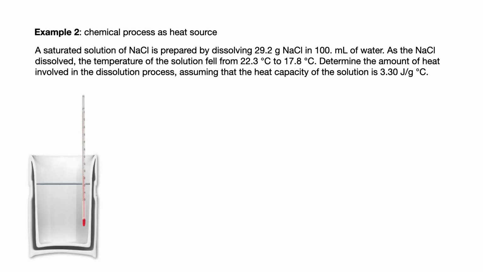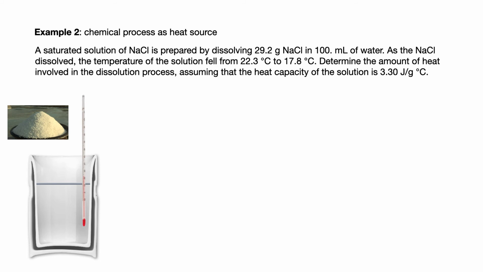So here we've got our calorimeter that contains 100 milliliters of water, and then we're going to dump in 29.2 grams of sodium chloride and let the sodium chloride dissolve. And in the process, the temperature inside the calorimeter will drop. The sodium chloride presumably was also at room temperature. I guess that's not said in the problem here, but we'll assume that the sodium chloride and the water are both sitting at room temperature at the beginning of the process, and then when you mix them together, the whole thing is cooling off down to 17.8 degrees Celsius.